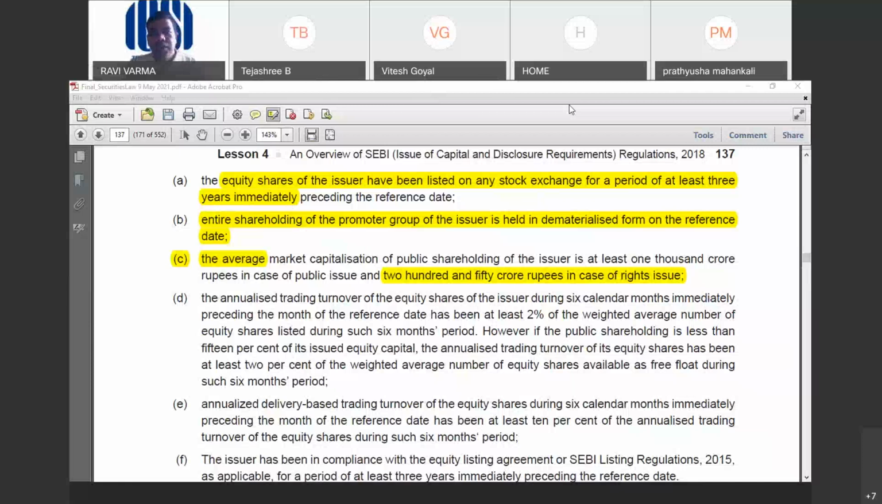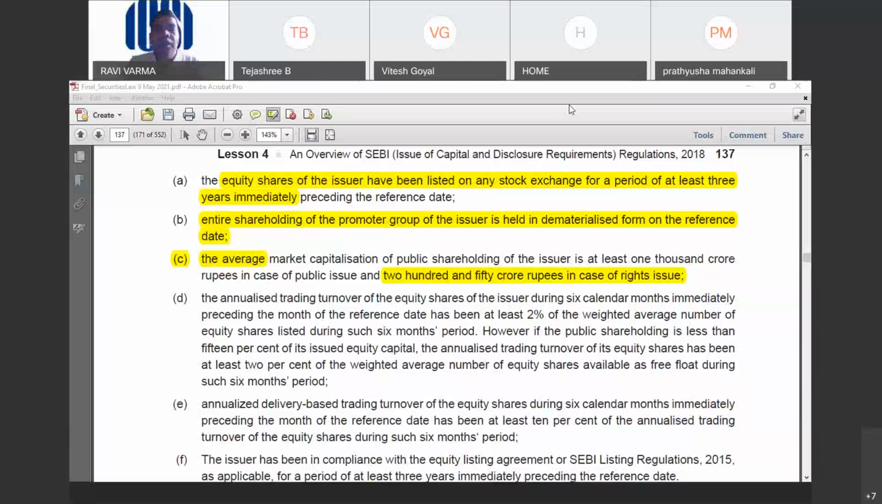Right? One question has come: does FPO have no need to file the draft document? See, FPO again will file. FPO and IPO both need to file the offer document. Only the fast track FPO will not file. Clear? I guess it's clear to you.